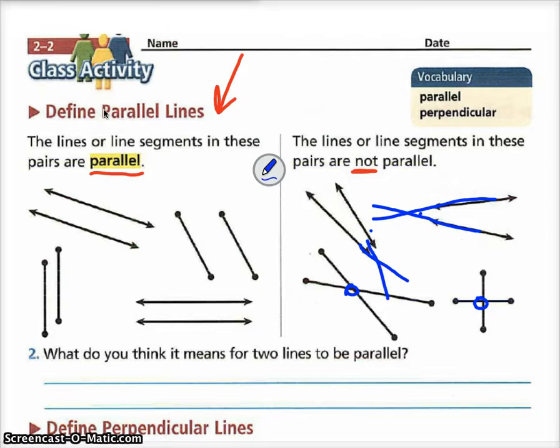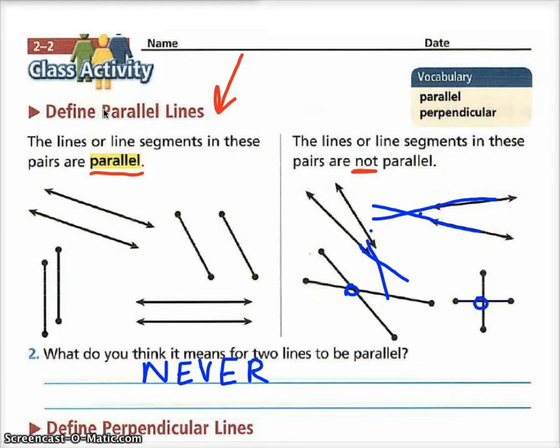Third graders, the meaning of parallel lines are two lines that will never intersect. Okay? Never. Not sometimes, never. Okay? Notice that those lines on the right are lines that will eventually intersect. So that is why they cannot be parallel.